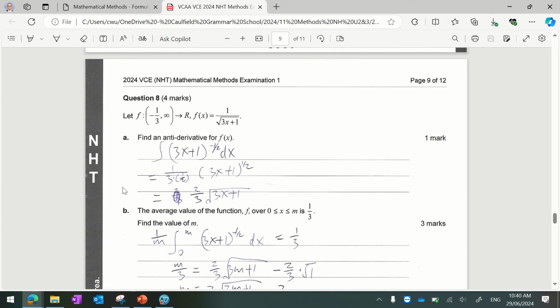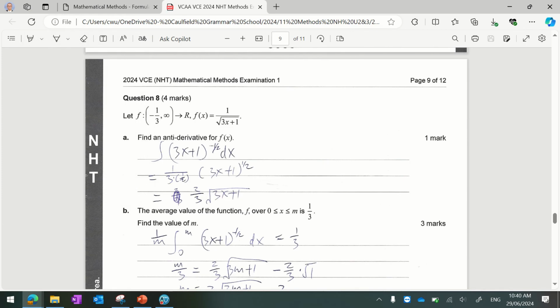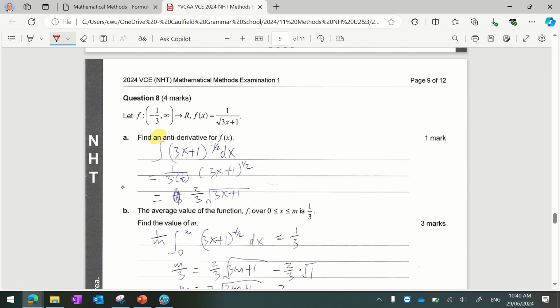And also, let me highlight. It says find an antiderivative, which means you don't need c. You don't need your plus c anyway. Plus c means you're writing down the general antiderivative, meaning any antiderivative. That's not what the question is saying.